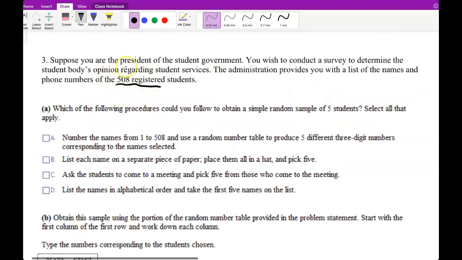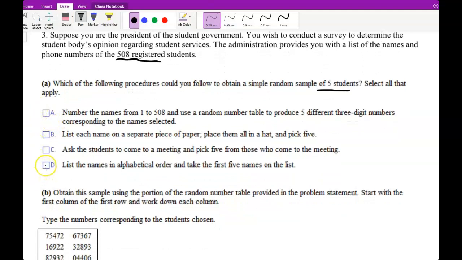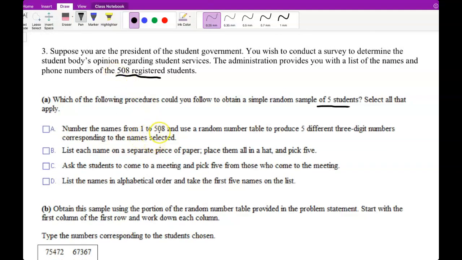So in total here we have 508. I can say that is our population. And we want to obtain a simple random sample containing 5 students. Select all that apply. Between all these, we want to see which method we can use to obtain our sample. Okay, the first one, number the names from 1 to 508. So we're gonna have all these numbers up to 508 because our population is that number. Let's write that is population.